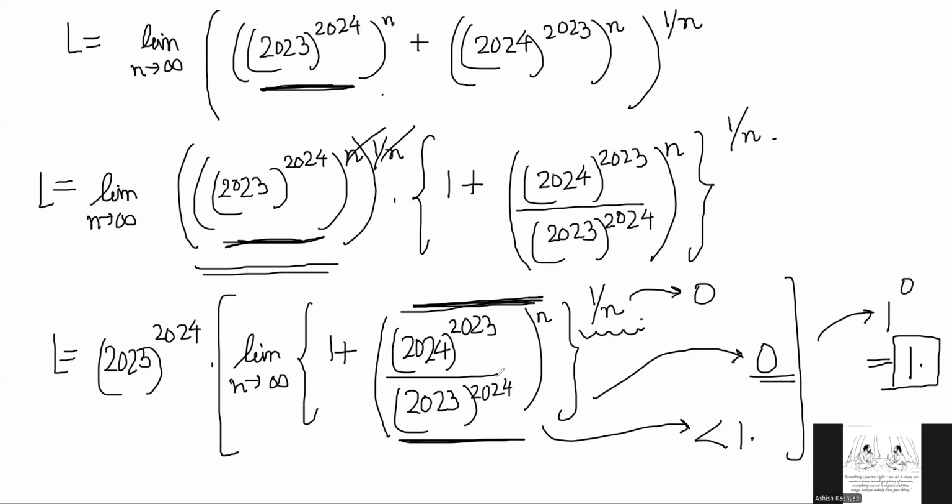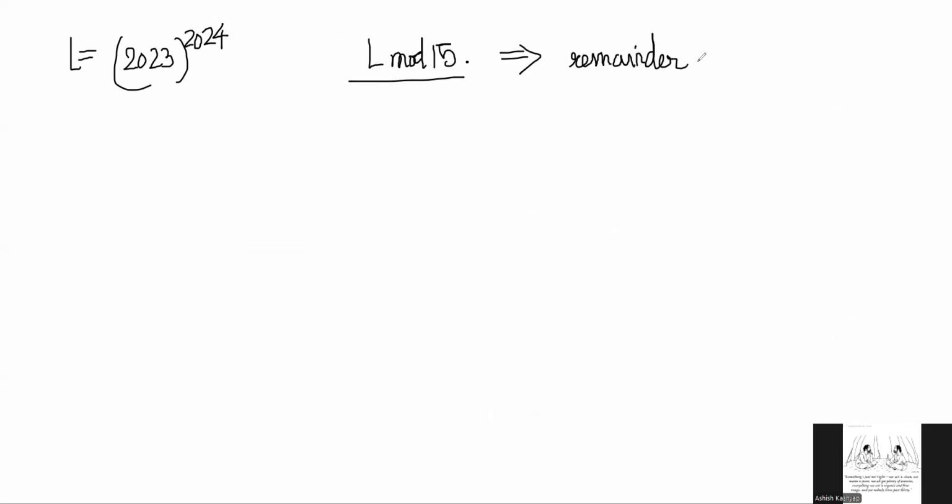So this whole limit is 1, and your answer for L is simply the constant that we had pulled out here. L is simply 2023 to the power 2024, right? But our problem is not done yet. We need to find the remainder when we divide this number by 15. So L is 2023 to the power 2024, and I have to find L mod 15, or basically the remainder when L is divided by 15.